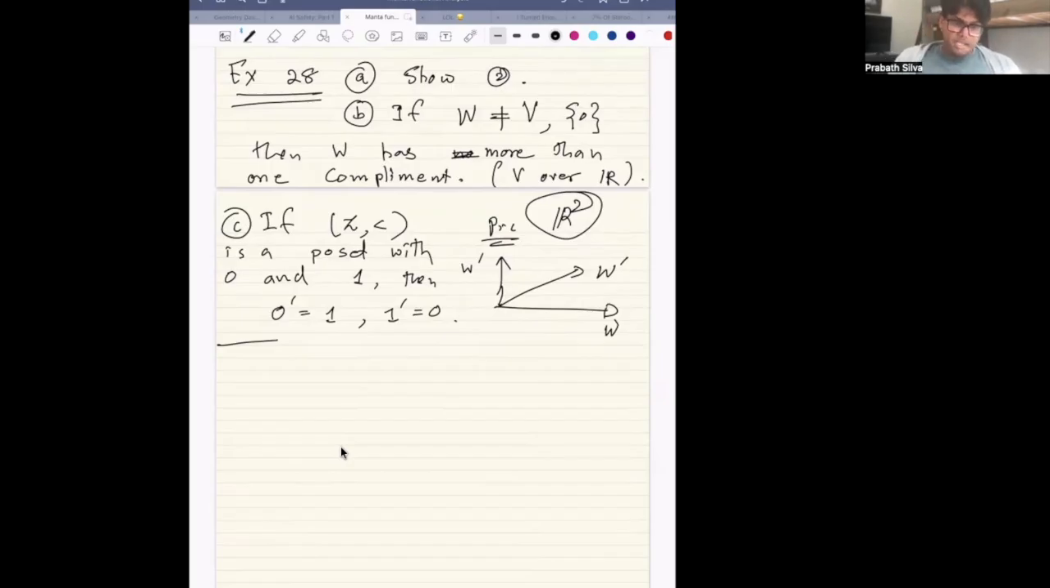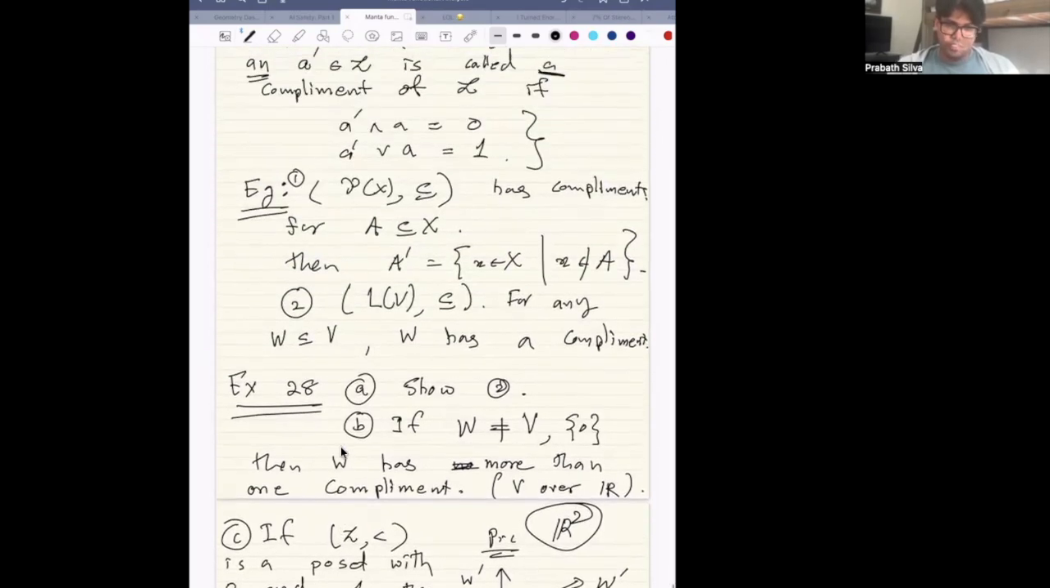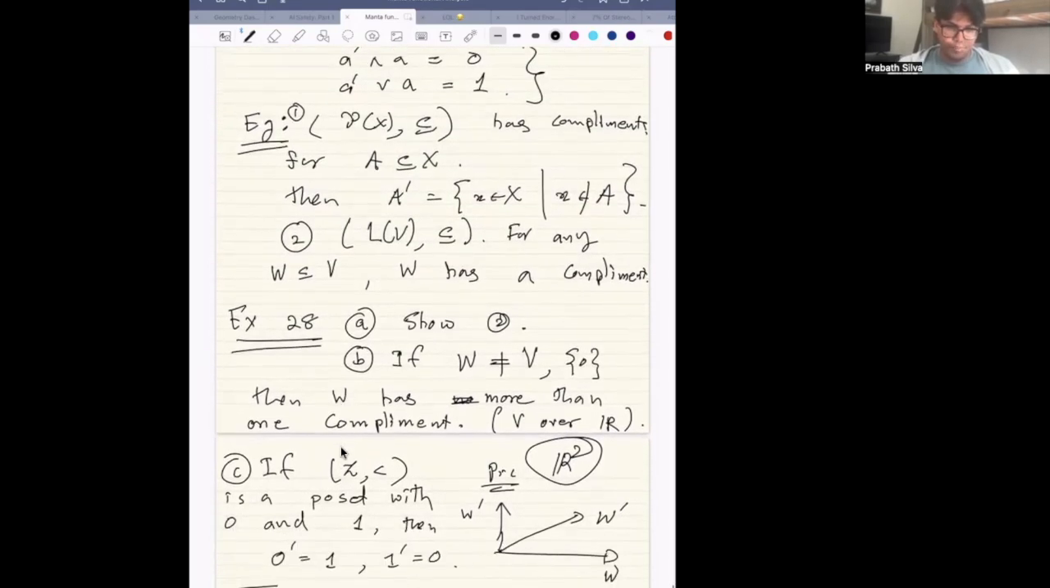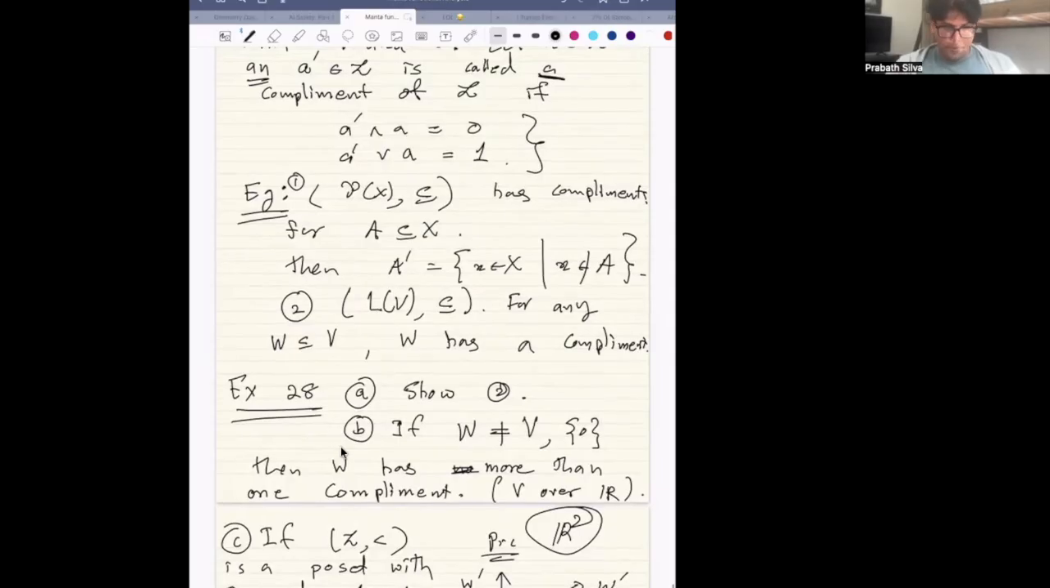And in general, later we will show that P(X) is an example of a Boolean algebra, and so this is an example of a Boolean algebra. We will show that for Boolean algebras the complements are unique.